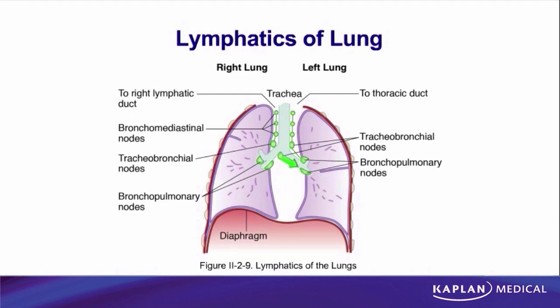They eventually drain to the nodes along the trachea, tracheobronchial nodes, and then they run up along the trachea as paratracheal nodes. And eventually will drain into the venous system on the right and left sides, respectively, through the mediastinal lymphatic trunks, into the venous system on the left and right side, respectively. Okay, and that's all we really need to say about that.